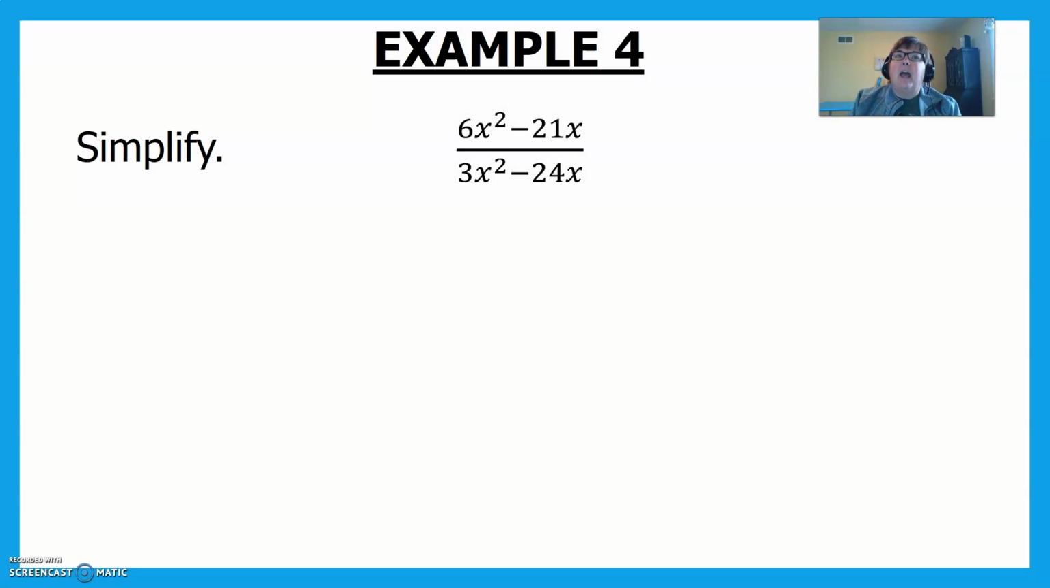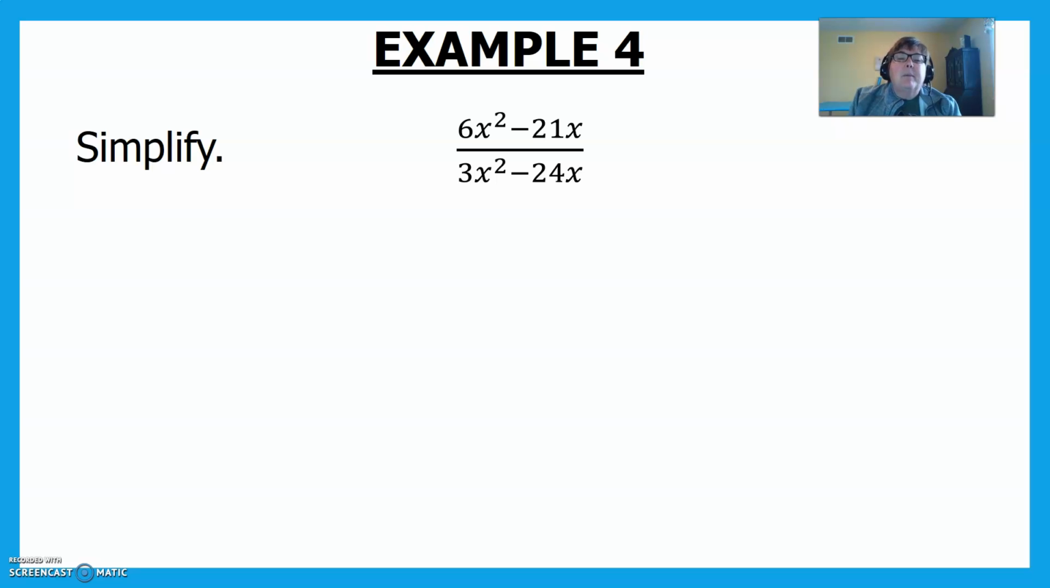Now remember, the next three examples are going to be given to you not in factored form, so we have to add an extra step of factoring. So I look at the top. I'm going to look at the top separately from the bottom and say, what is something that both 6x squared and 21x have in common? Well, they both have an x, and so I can pull out an x. And then I look, is there a common factor that goes into both 6 and 21? Well, 3 goes into both of those. So the GCF that I'm going to pull out of the top is 3x.